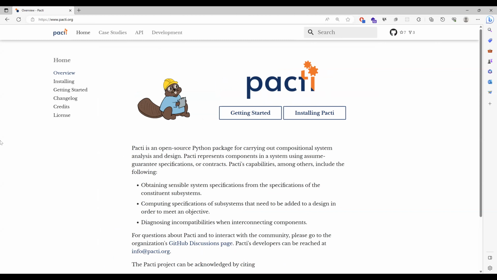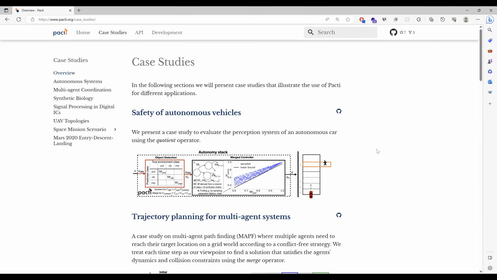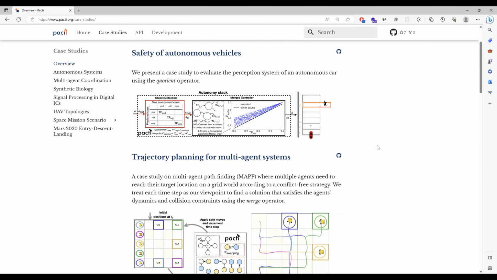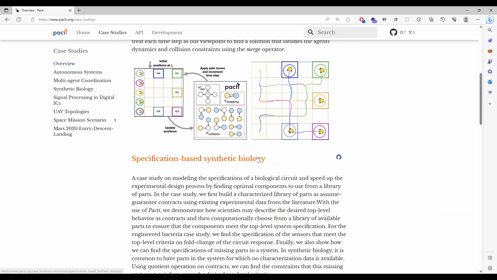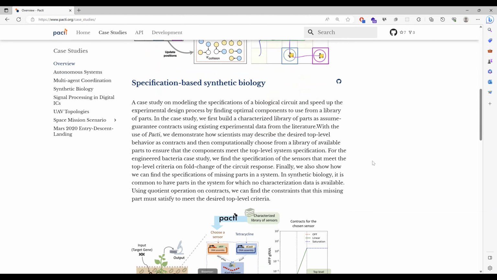That being said, let's see. Can you confirm we are seeing the Pacti website on the share screen? Yes? Okay, good. The reason I wanted to point it out is that if we go to the top, there is this case studies link, and under it you see some of the applications that we discussed. If we click on any application, on the right-hand side we have this GitHub icon, so you can see the entire code for each of the applications.